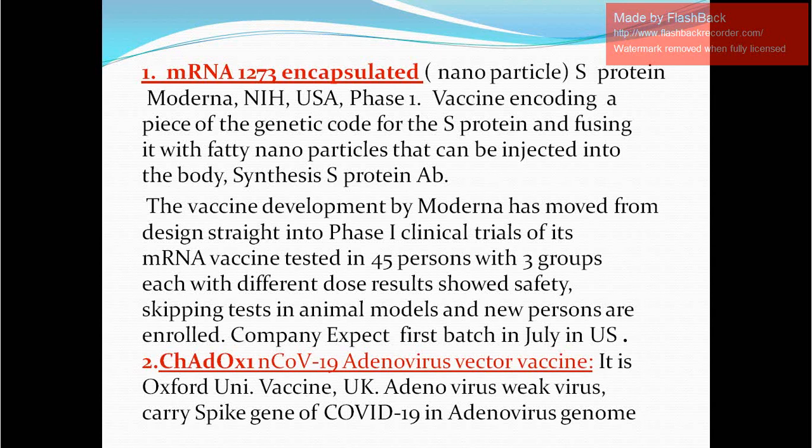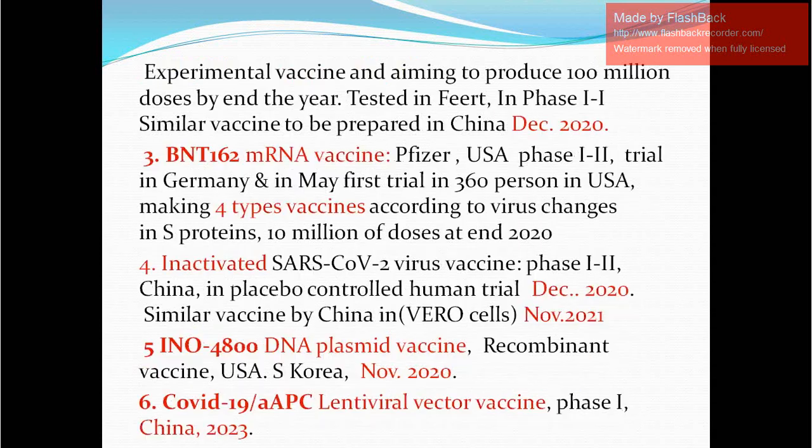The second vaccine is the adenovector vaccine, to be prepared by Oxford University in the UK. Here they selected a weak adenovirus and put in its genome the gene for the S protein. Experimentally, they are going to prepare 100 million of these doses at the end, and they test it in ferrets as an animal. A similar vaccine is prepared by China also, and will be available in December 2020.